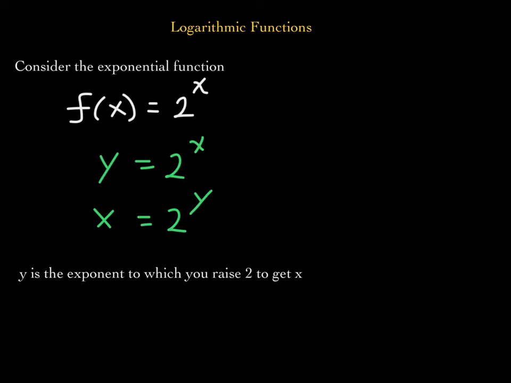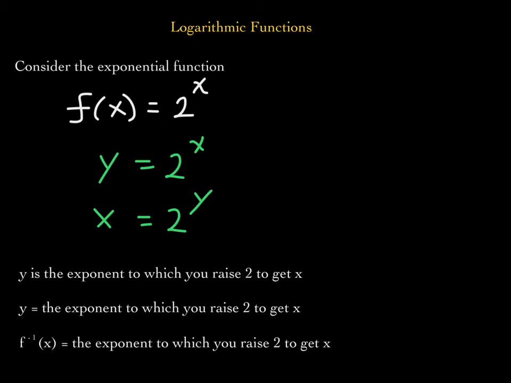So y is the exponent. Now that's very important, that y is an exponent, okay? Keep that in mind. Y is the exponent to which you raise 2 in order to get x. And the symbol we use all the time to represent equality is the equal sign. So y equals the exponent to which you raise 2 to get x. Now don't forget that when you find the inverse function, the last step is to replace y with inverse function notation. So therefore we have f inverse of x is the exponent to which you raise 2 to get x.